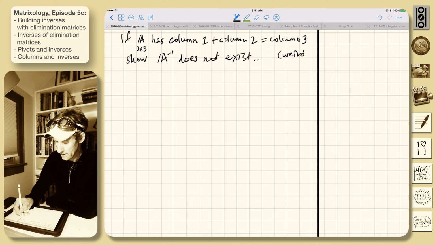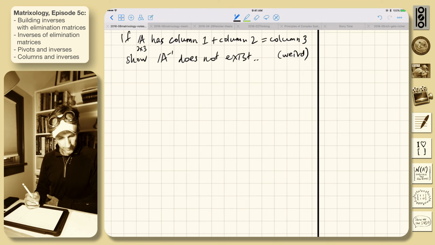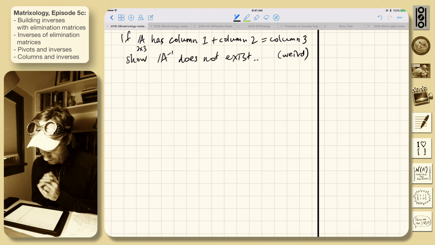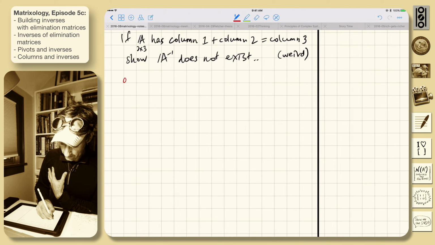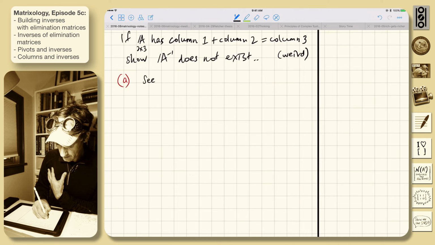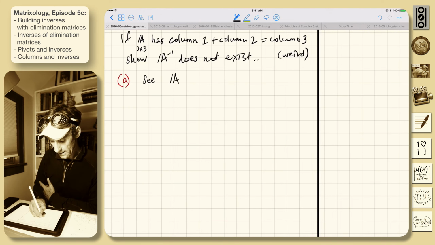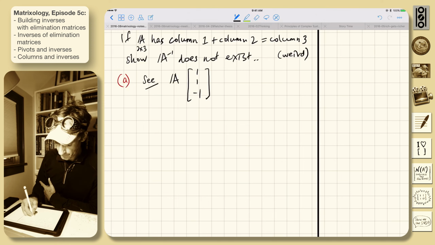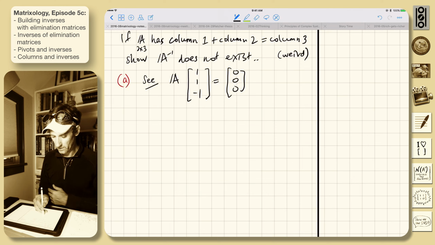Weird. So another way to see this is that there's a missing pivot. One way to see this is that A times this vector, 1, 1, minus 1, equals 0, 0, 0. Because what does this say?